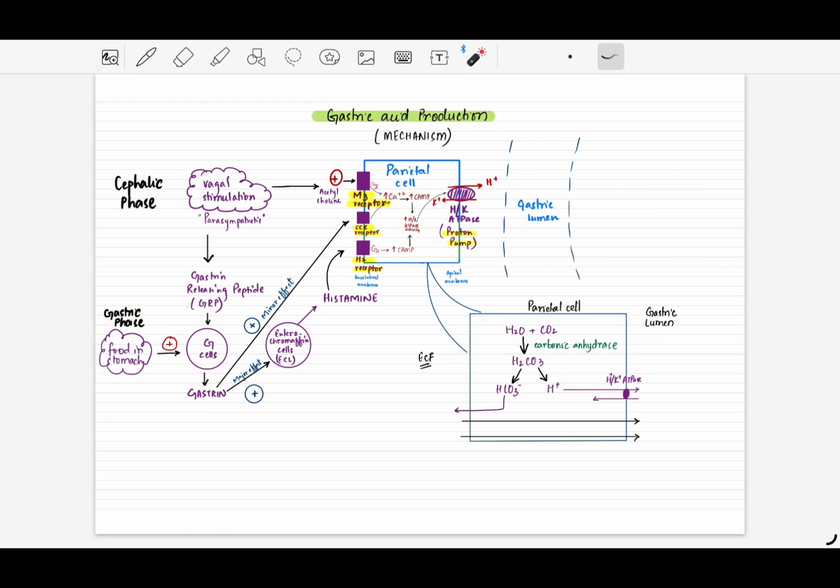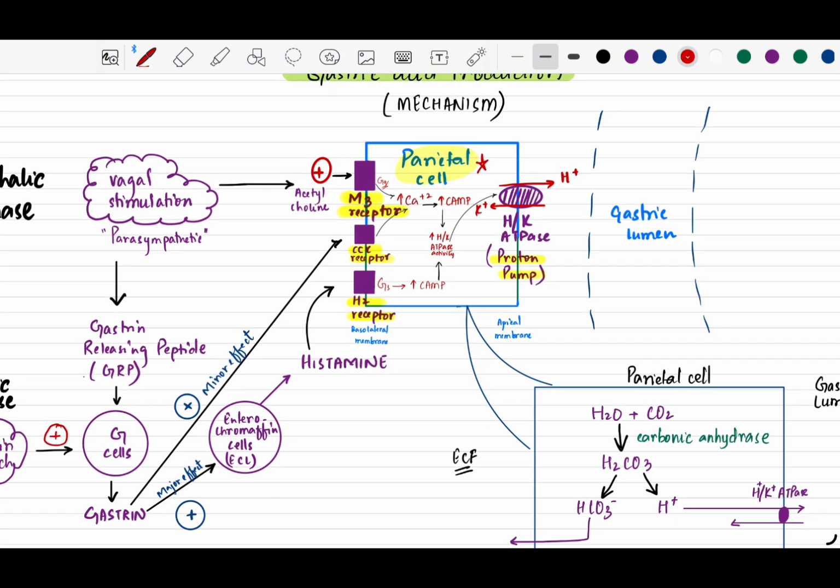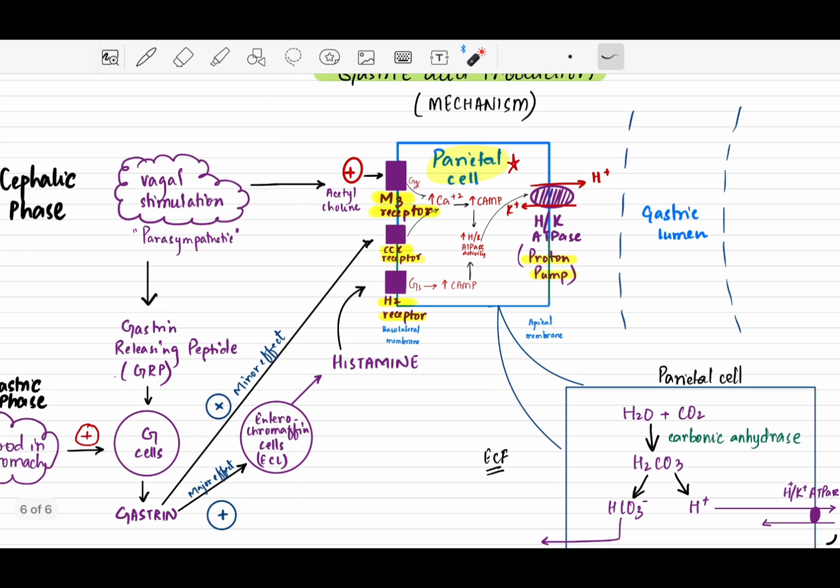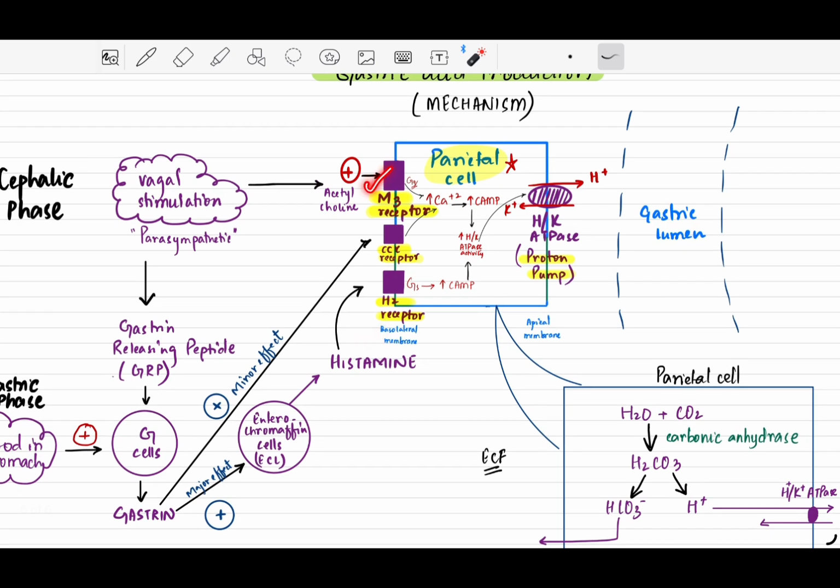Let's not get intimidated by the picture. We will be going over each step in detail, but let's first understand that the parietal cell is where the gastric acid production is going to take place, and it has a variety of receptors which are located on its apical membrane or its basolateral membrane. So the basolateral membrane of the parietal cells consists of the M3 receptors. These are parasympathetic receptors on which acetylcholine acts. Then we have a CCK, cholecystokinin receptor, and H2 histamine receptor. And on the apical membrane, we have the hydrogen potassium ATPase proton pump.